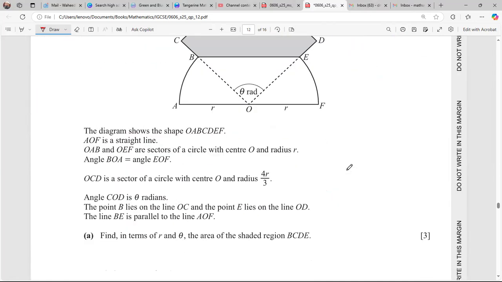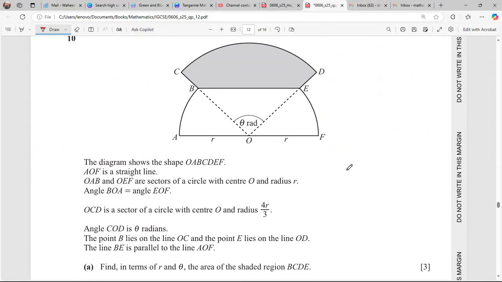Now, question number 10. It is interesting and challenging at the same time. So you can read the statement of the question. We need to find the area of this shaded portion. So we have to find the area of this sector and the area of this triangle. So let's see the area of sector OCD. How can I find the area of this total sector?